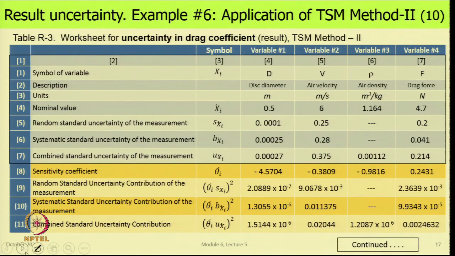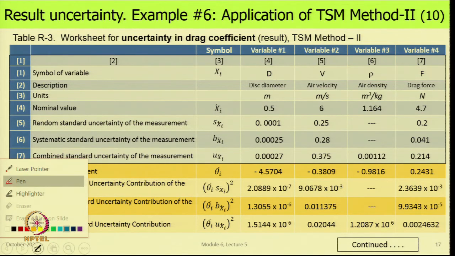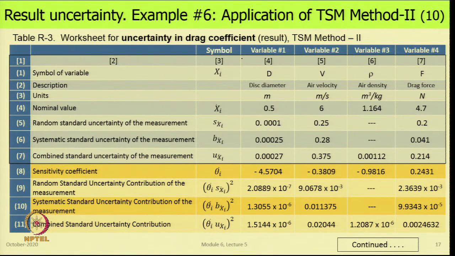Now, we can go to the next step and let us start listing all these in a table. So, in this table we will first make the first 7 rows, which is just taking data from what we already have and putting it over here. So, this is variable number 1, which we will see is diameter, number 2 is the velocity, number 3 is the density, and number 4 is the force. So, that is what here in the first row, symbol of the variable d, v, rho, F, then description, this is disk diameter, this is air velocity, air density, and this is drag force. And the units for these parameters, meters, meter per second, meter cube per kg, and newtons.